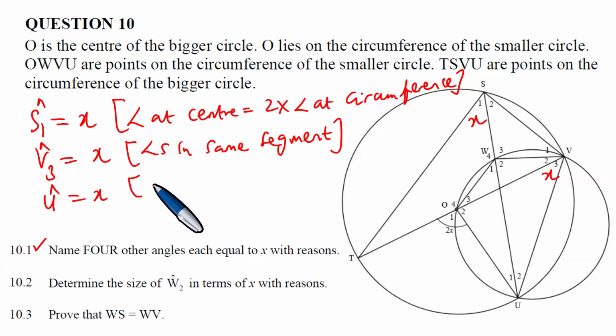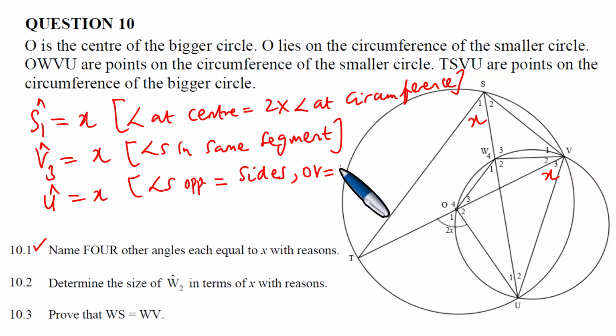At this point, what are you able to see? You are able to see clearly that you have angles opposite equal sides. What are the equal sides? You're able to see that OV is equal to what? OU. What are these? They are radii. That's correct. Next.